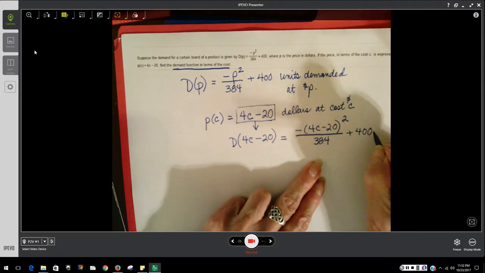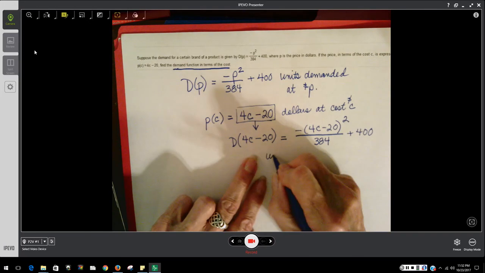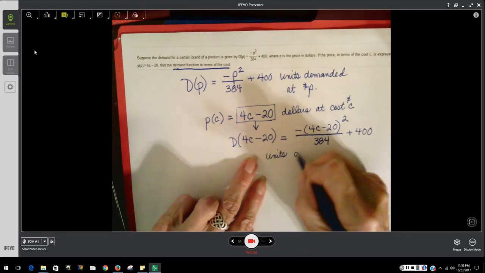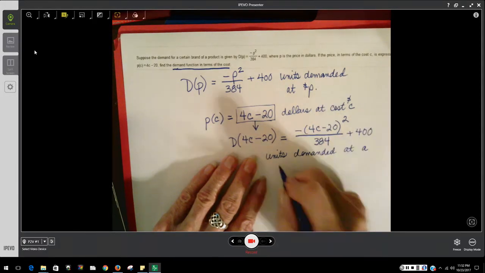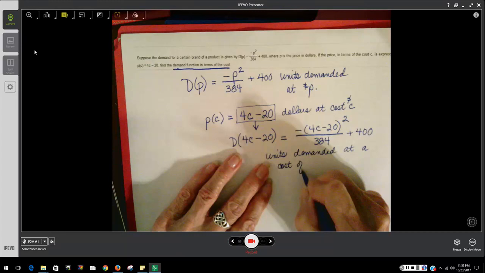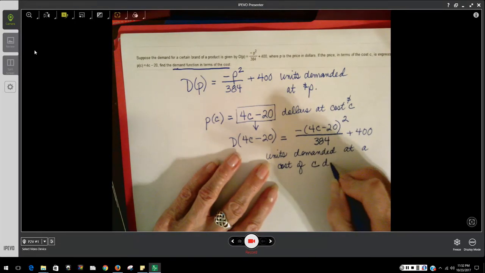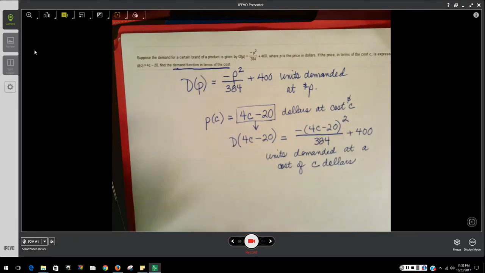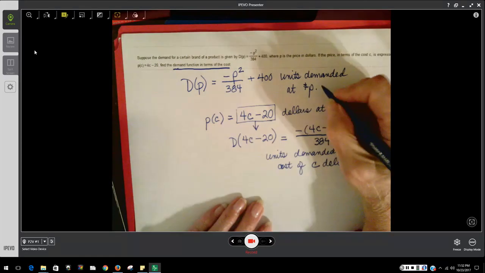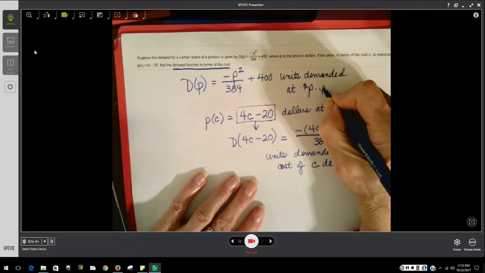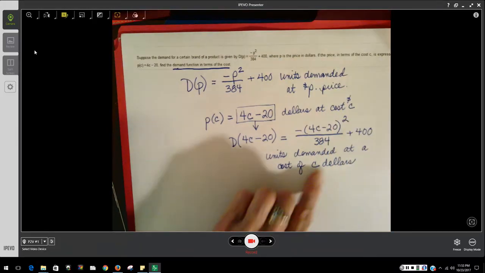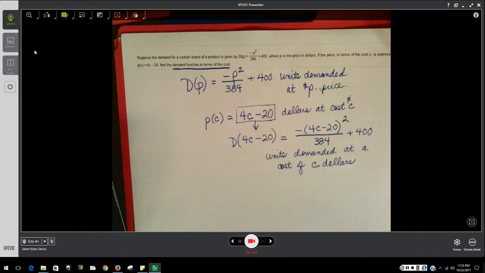and it's still, since this is demand, units demanded at a cost of C dollars. And up here, rather than being C, it is at a price at P dollars. But now the price is in terms of cost. And that really is all that they're asking. It just sounds like more than it is. And there's no need to multiply that out. That works fine the way that it is.